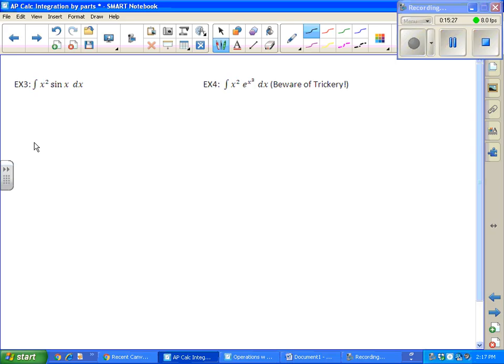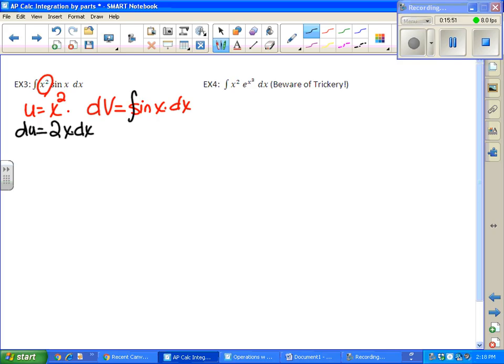All right, let's talk about example 3. If you want to pick your u, pick the one that's easy, the one that can be gotten rid of. So my u is going to be x squared, and my dv is going to be sine x dx. I am taking the derivative of the left-hand side, so I get 2x dx. And I'm taking the integral of the right, so v is going to be, what's the integral of sine? I believe it's negative cosine x.